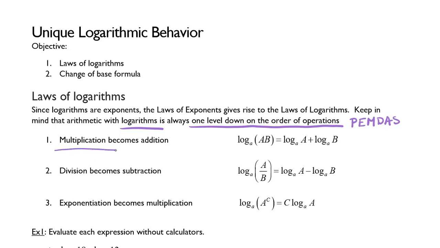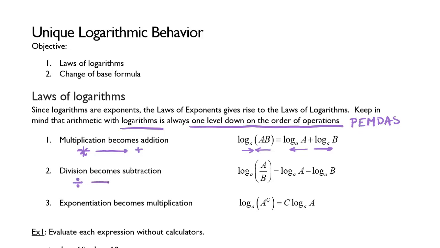So multiplication becomes addition. If we were going to write this in shorthand, multiplication goes to addition. See how we have A times B inside the log base a of AB. This is the compressed, consolidated version. This is the expanded version, log base a of A plus log base a of B.